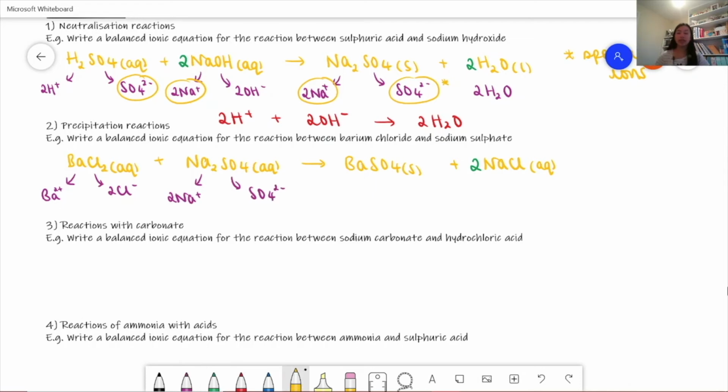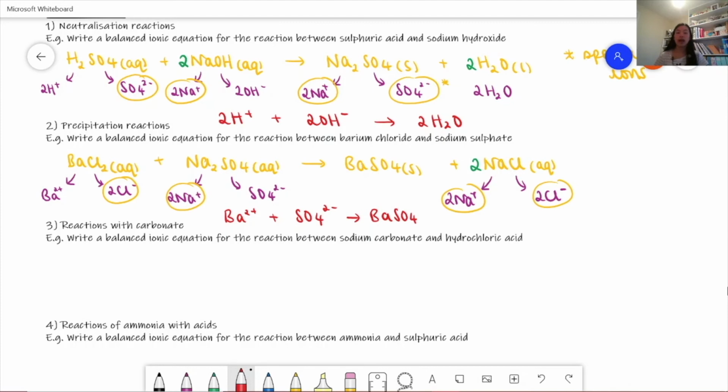And now what we do is leave this barium sulfate alone. So we don't look at the ions inside this barium sulfate, because the whole point of the precipitation reaction is to form this solid, this precipitate. And so now we go on to this sodium chloride. So we have 2 Na+ ions and also 2 Cl- ions. So now we have our spectator ions, the Na+ and also the Cl-. And so the ionic equation for barium chloride and sodium sulfate reacting is actually just Ba2+ ions reacting with an SO4 2- ion to form barium sulfate.